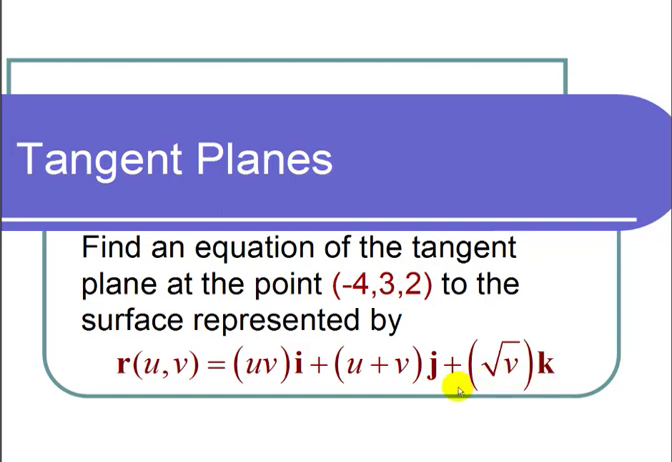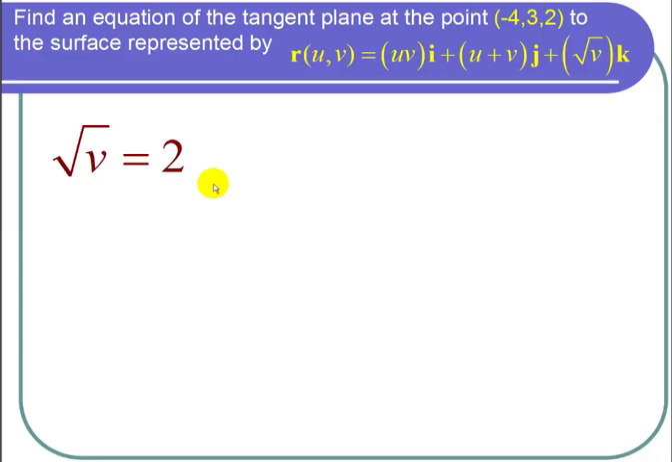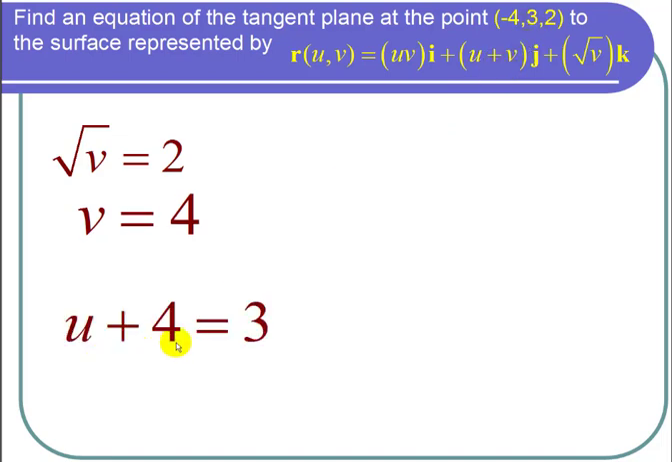So I will start by finding the values of u and v that give us the point (-4, 3, 2). It's easiest to use the third component, this root v, because the other two components both have u's and v's in them. So I can say that 2 is equal to root v, so that v is equal to 4. So now that I know v is 4, I can use the second component, u plus v, is equal to 3, and if v is 4, then u plus 4 is equal to 3. Subtract 4, and I get that u equals -1.